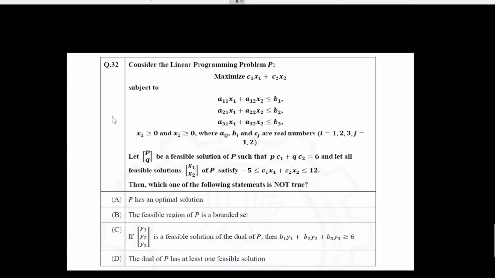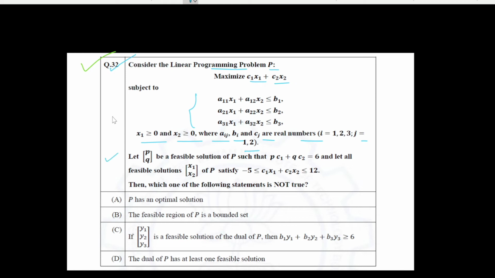The next question, question number 32, also comes in GATE 2021. The problem says: consider the linear programming problem P, maximize c1x1 plus c2x2, subject to the conditions a11 x1 plus a12 x2 less equal to b1, and so on, given that x1 greater equal to 0 and x2 greater equal to 0, which are non-negativity conditions, where aij, bi and cj are real numbers, i equal to 1 to 3, j equal to 1 to 2.